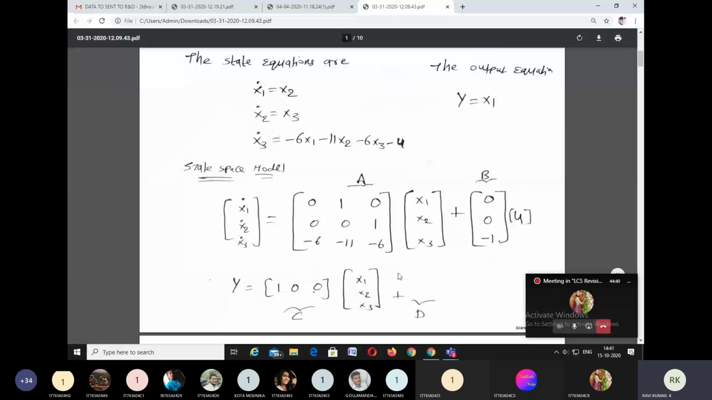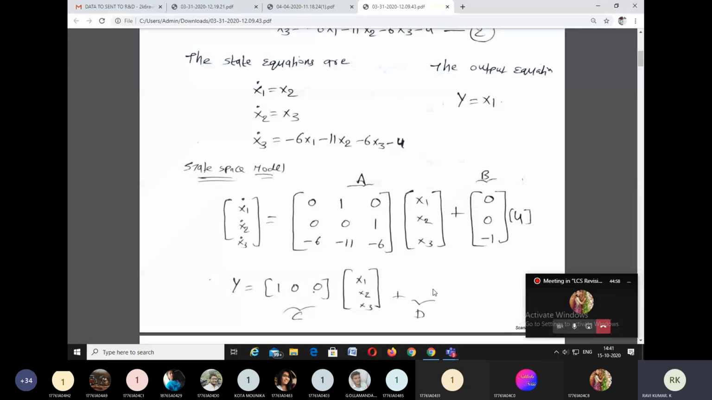Next we come to the output equation. Y is equal to cx plus du is the form. So y is equal to, here only x1 is there, that is 1 into x1 plus 0 into x2 plus 0 into x3. That is nothing but only x1, and there is no u term, so D matrix is completely 0. So these two equations, in matrix form, are nothing but the state space model.